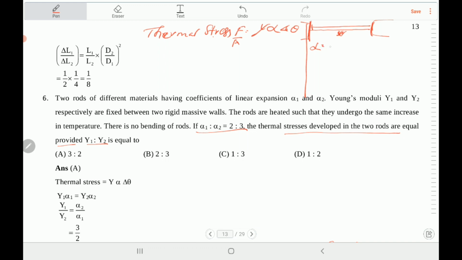What have you learned? How much length increased. What is the initial length per unit change in temperature. For change in length, you practice this, get it by heart. You have learned this in thermal properties of matter. If you don't know this, you can't do anything ahead. You have to remember this. So delta L, alpha L, delta theta.